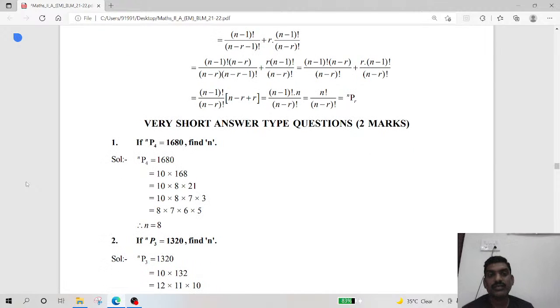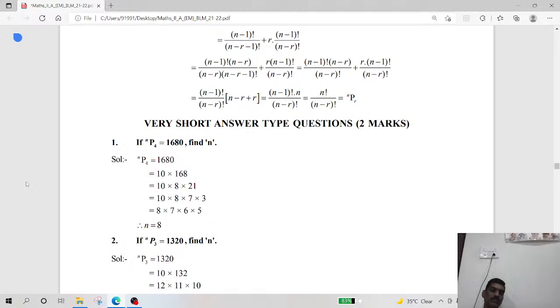That's it. Let us see the questions. First, very short answer questions. nP4 is equal to 1680, then find n. In many ways we can do this. Here we use factorization. 1680 factorization gives 8 times 7 times 6 times 5. So what is n here? n is 8.